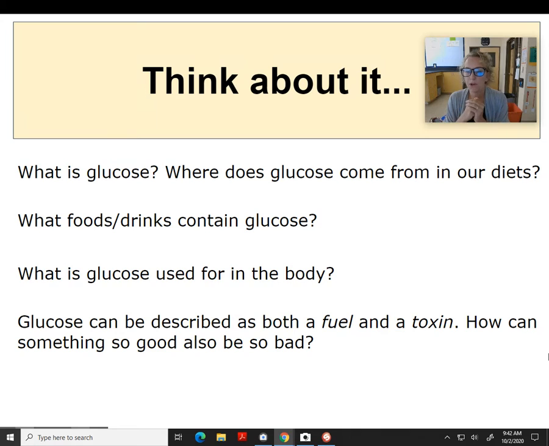I want to point out the word homeostasis here, and that there is such a thing as too much glucose. There is such a thing as having too much energy, or glucose, or energy in the form of sugar, in our bloodstream. That's what we're going to look at with diabetes in this first lesson.